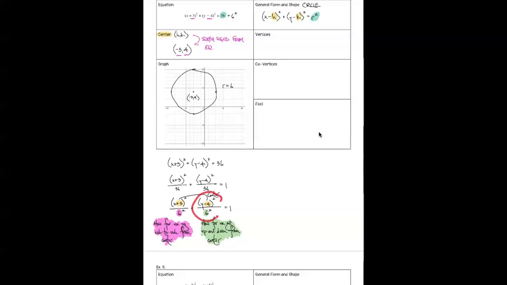Then I said, let's look at the fraction with the Y's. The number in the denominator that's being squared is 6. So that tells us how far from the center we go up or down. And because those numbers happen to be the same, 36 and 36, or 6 squared and 6 squared, we get a circle. Okay. But let's take a look at what happens when those numbers are not the same on the bottom.